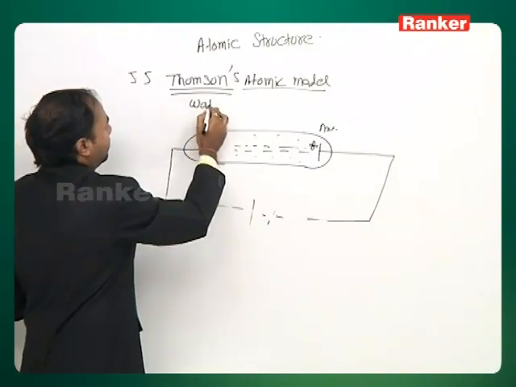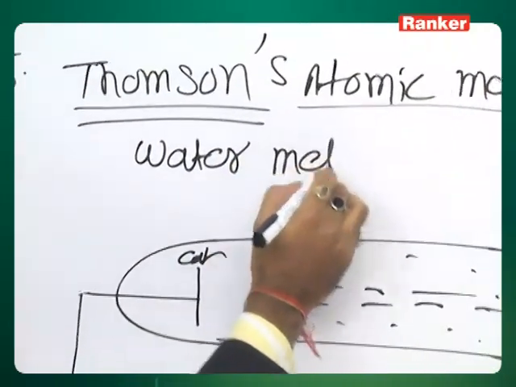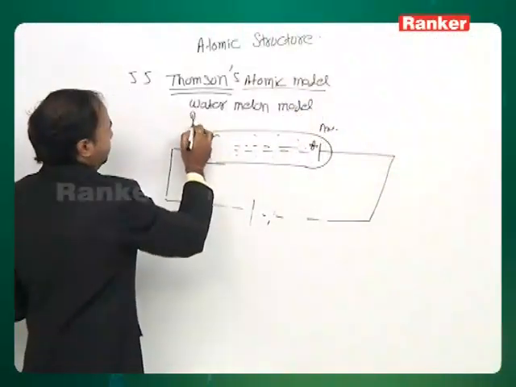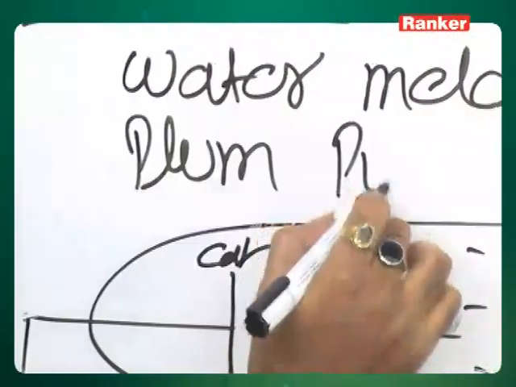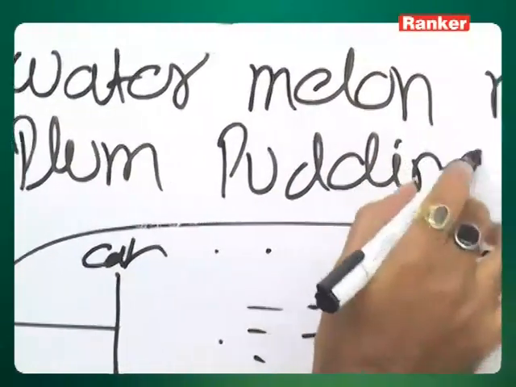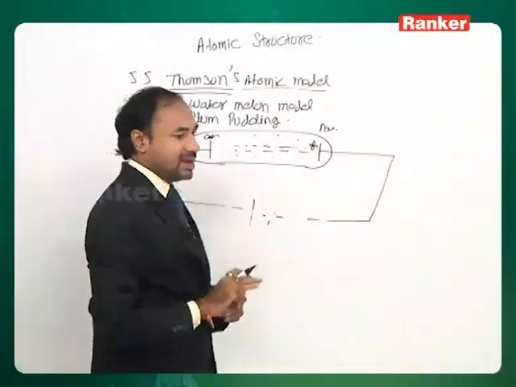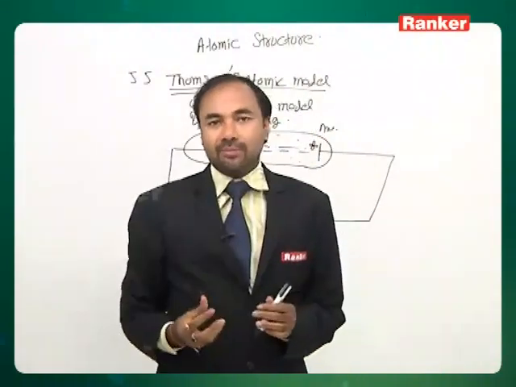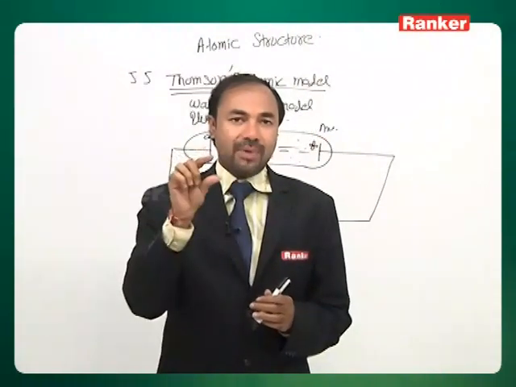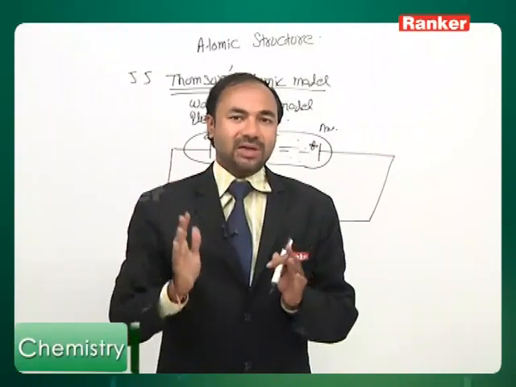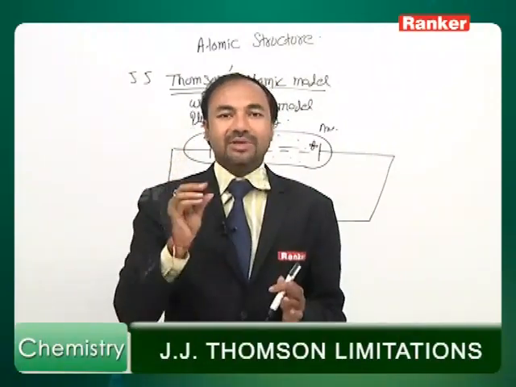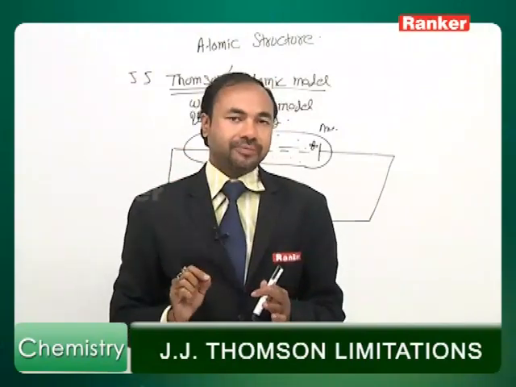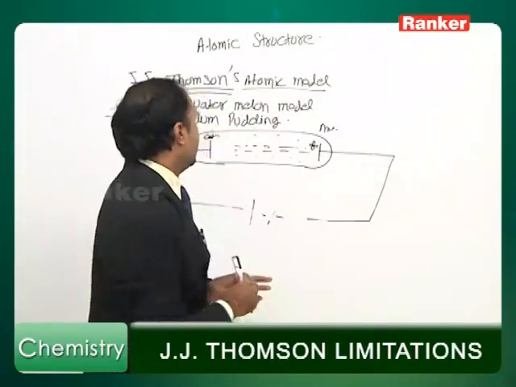Now, what happened was that he gave one primitive model which after his name only is known as Thomson's watermelon model, also called the plum pudding model. What he said in his model was that atom is like a watermelon. Sorry, that red pulp is nothing, it is like positive charge spread over it, and the negative charge electrons are embedded into it like black seeds. This is what he said.